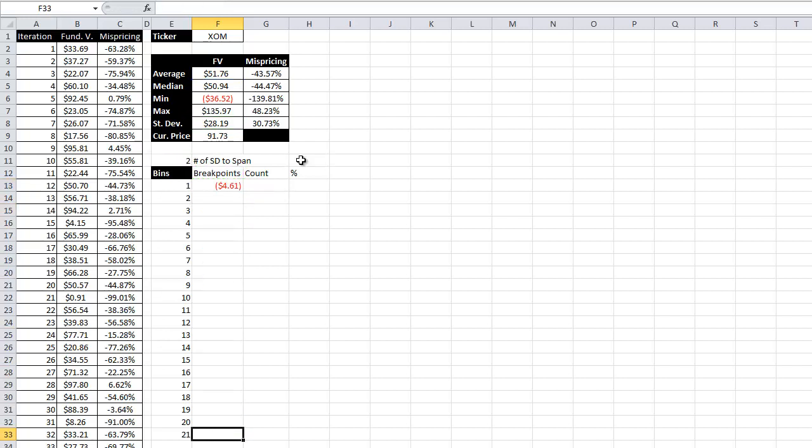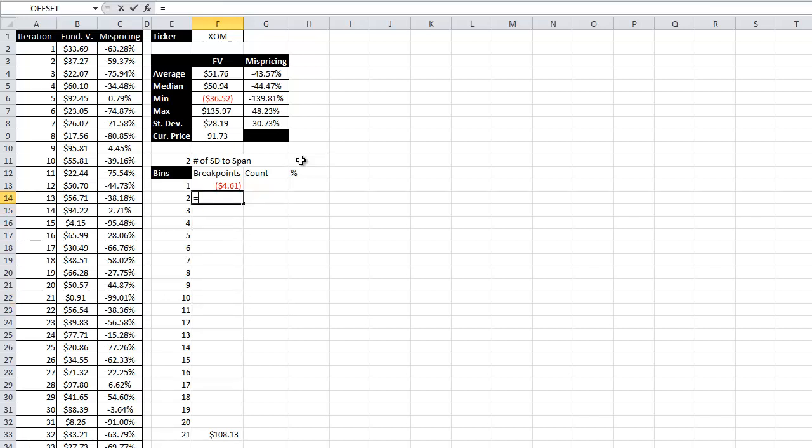To get my top breakpoint, I'm going to do the same thing except on the other side. So I'm going to take my average and add my standard deviation times 2. Now, if you have 21 bins, and if you do it the way that I'm about to show you, this 11th bin right here should actually be the average. This is how we're going to do it.